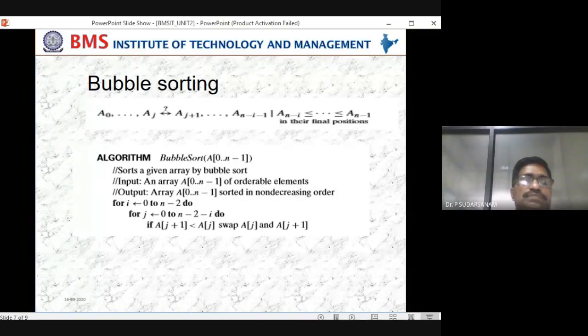See, selection sort's definition I told you. Finding the minimum element and placing it in the first location, that is the first iteration. Second iteration, finding the remaining minimum element and placing it in the second position. Third iteration, after the second element, finding the minimum element and placing it in the third, and so on. That is what selection sort is. Similarly, bubble sort, how can you define that?